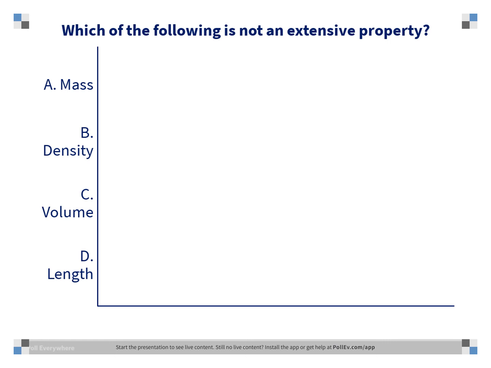The correct answer is B, density. Density is intensive. It does not depend on how much matter is present. Mass, volume, and length are all extensive because having more of that property correlates to having more matter.